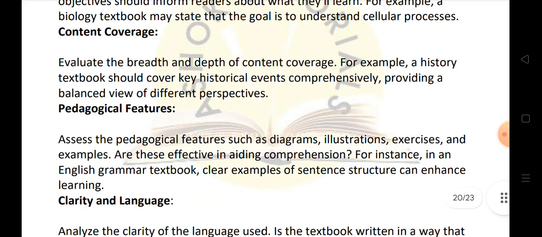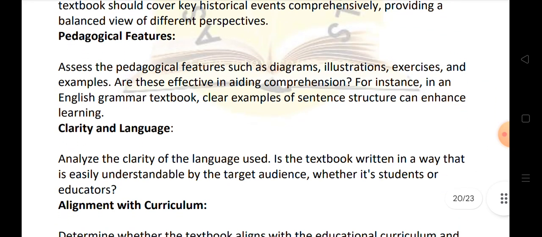Then content coverage. We see what different types of content are covered. For example, in the history book: ancient history, medieval history, modern history. What are the different portions or parts, where the content is collected from, how it is collected, who collected it, and what evidences prove that history. Those things we go back in time and learn.